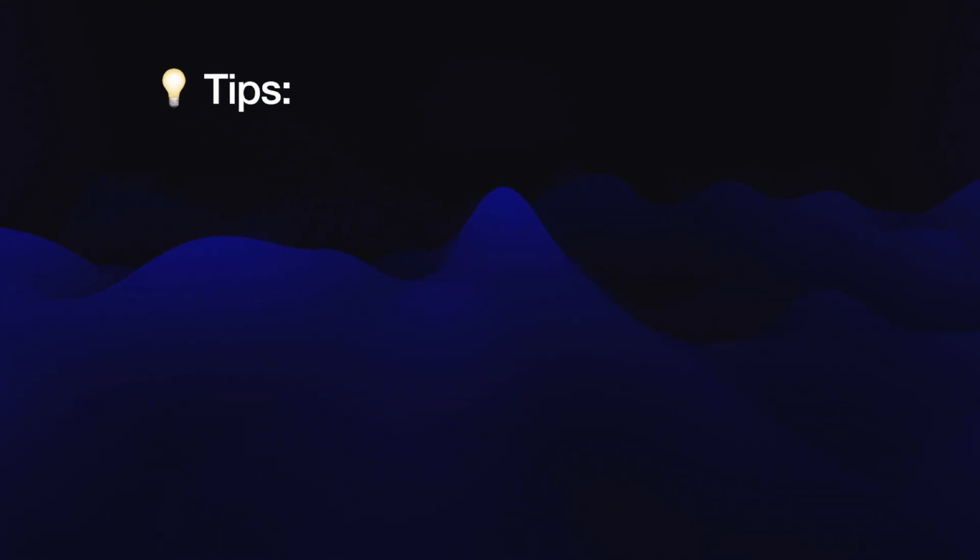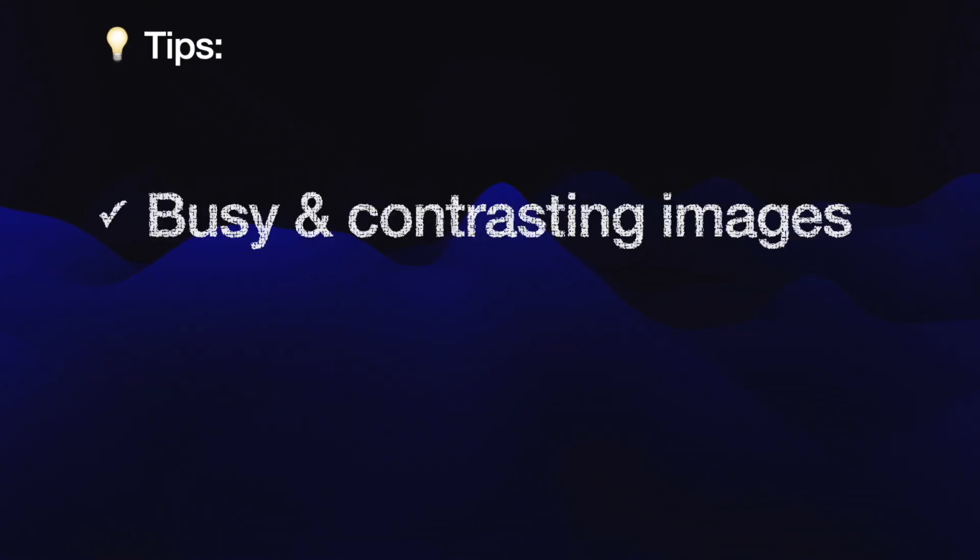Some tips for the actual process. Again, busy and contrasting images are going to work the best because QR codes themselves are busy. If you have an image which is super simple and you just put a QR code on top, it's not going to work. It has to be a busy image where there's lots of contrasting things and lots of things for the QR code to kind of blend into. A pizza is a great example because there are so many toppings and all this stuff. If it's busy, it works well.